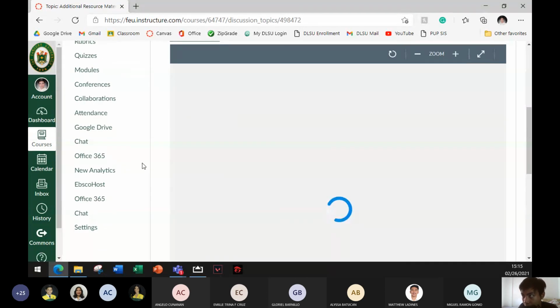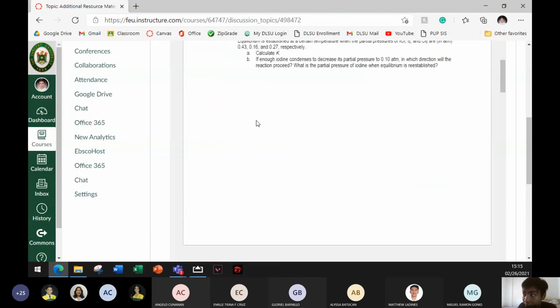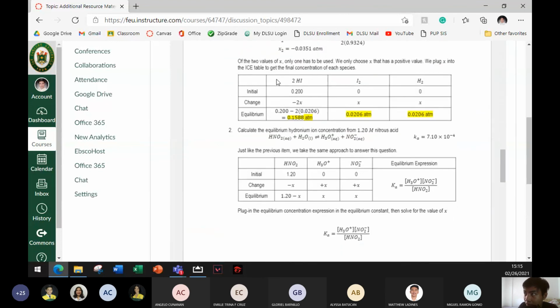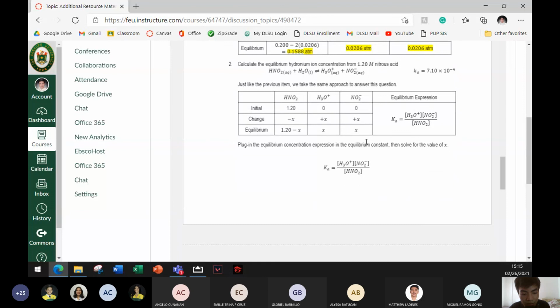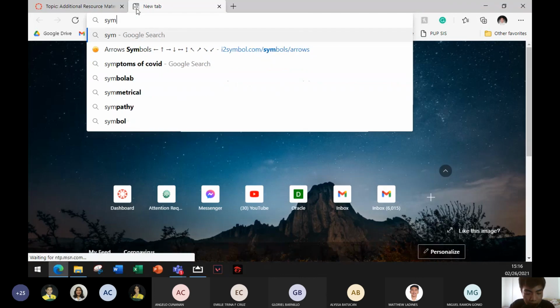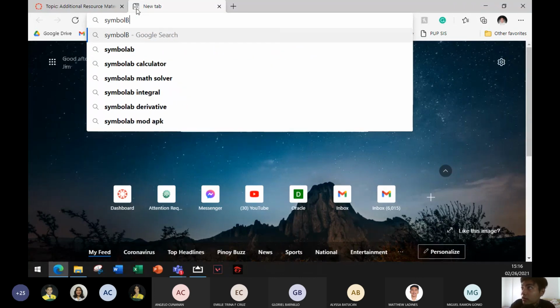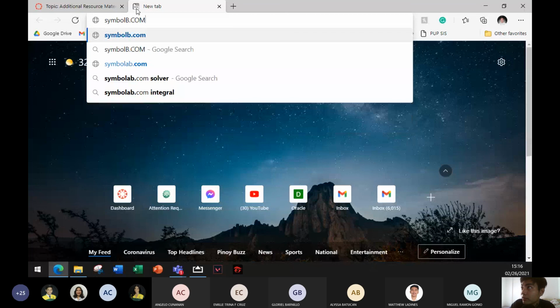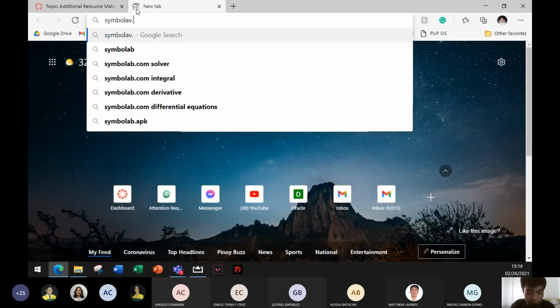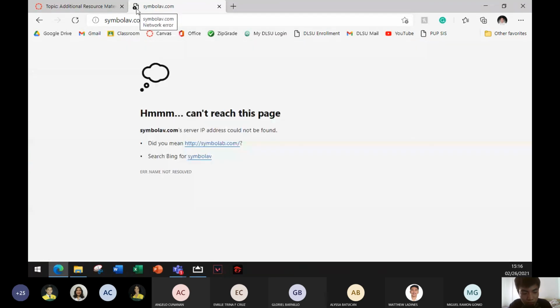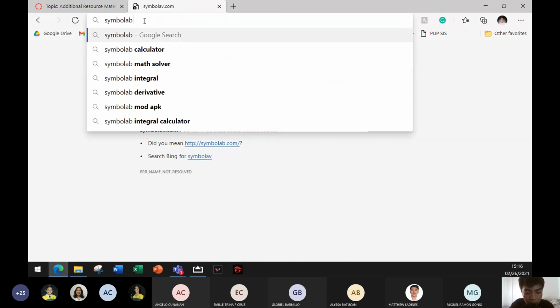Ito yung equilibrium calculations. Pakiaral na rin sila. Kailangan mo gumamit ng quadratic equations. Share ko pala, what if, kunwari, yung calculator nyo hindi kaya mag-quadratic equation? Ganito, punta kayo sa Symbol Lab. Okay, so symbollab.com. May app ito kaso may bayad. Although may free version. Symbol Lab.